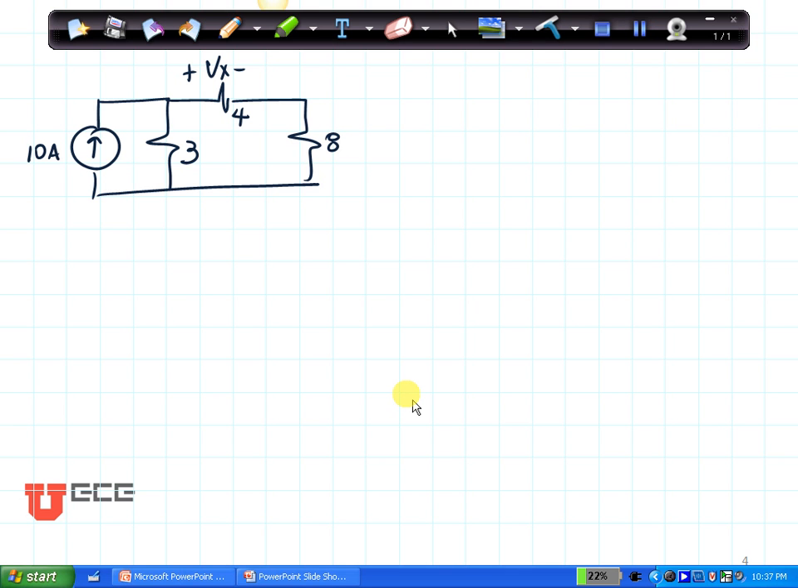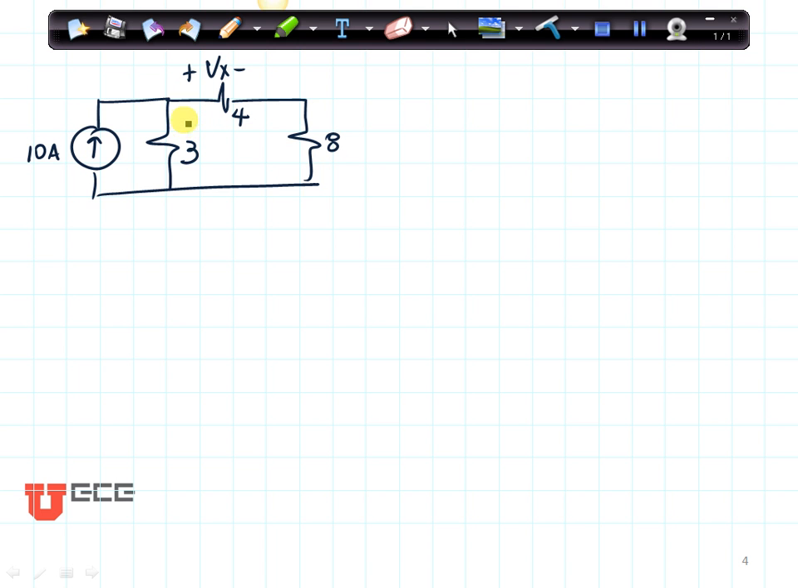Now we want to solve this circuit for Vx. Let's do it this particular way, where we're going to use a current divider, and let's find the current right here. Let's call that I1, and let's find this current right here. Let's call that Ix. We can see that we can find the voltage because we know the resistance, so if we knew the current, we'd be able to find the voltage using Ohm's law.